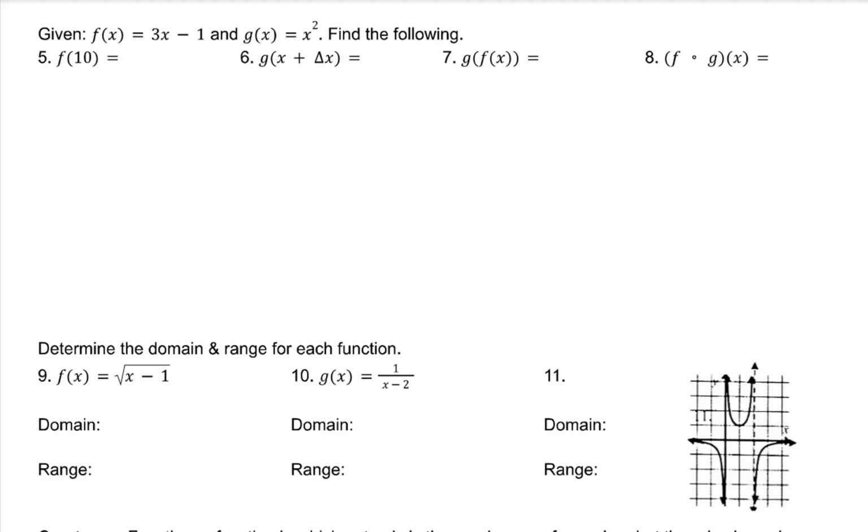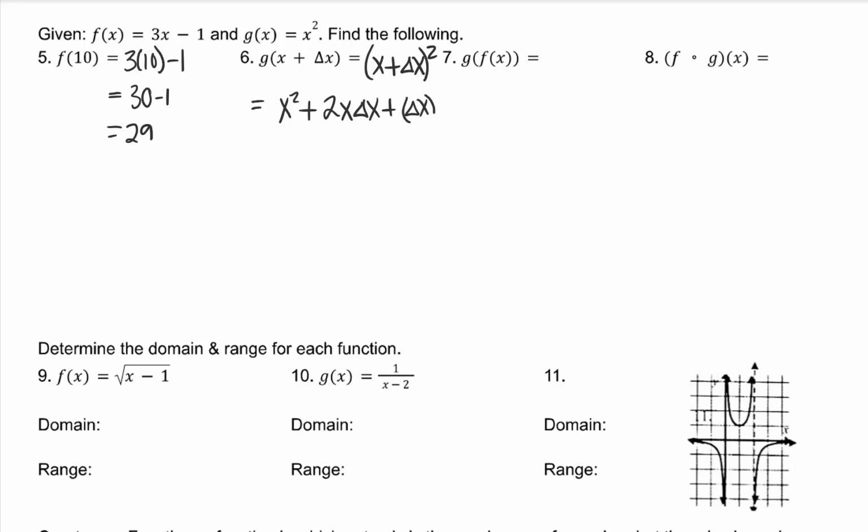Given f of x is equal to 3x minus 1 and g of x is x squared, find the following. For f of 10, we're just going to plug in 10 for x in the f function. For g of x plus delta x, we're just going to plug in x plus delta x in the g function. So instead of x being squared, it's going to be x plus delta x being squared. That is equal to, if we expanded that, x squared plus 2x delta x plus delta x squared.